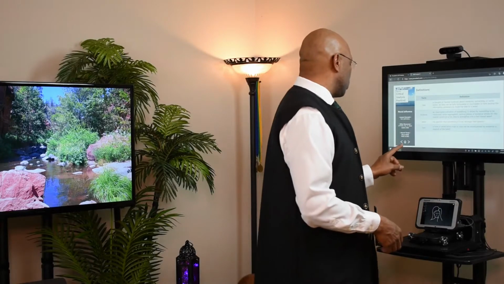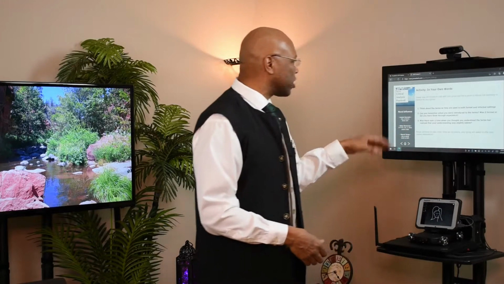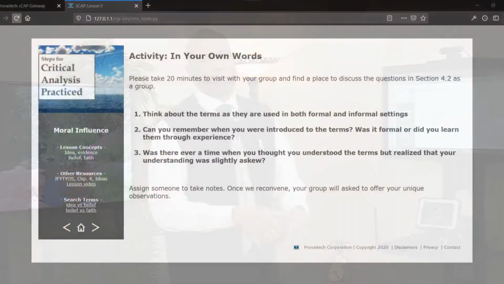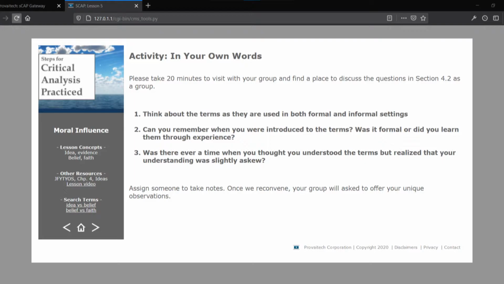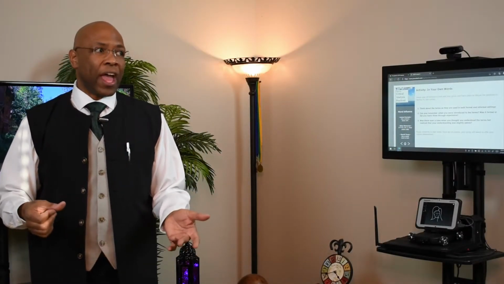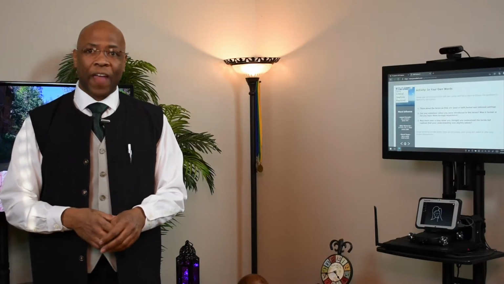So let's move on to the next slide here. What we're actually doing is looking at an activity in your own words. Think about the terms. You're looking at section 4.2 as a group. Think about the terms as they're used both in formal and informal settings. We use these words all the time, right? Ideas, belief, evidence, faith. That's just a part of our fabric.